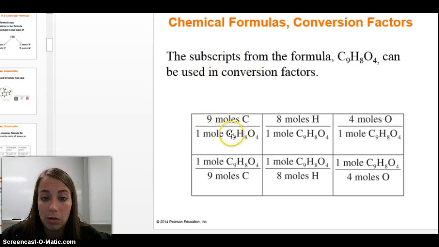Okay, so we can make conversion factors. Remember those conversion factors, they're just fractions. So there's 9 moles of carbon and 1 mole of aspirin. In 1 mole of aspirin, there's 9 moles of carbon. You can write them either way depending on what you need it to be.